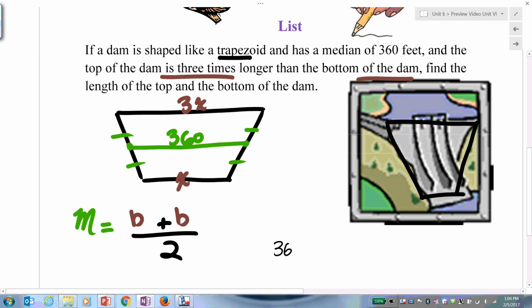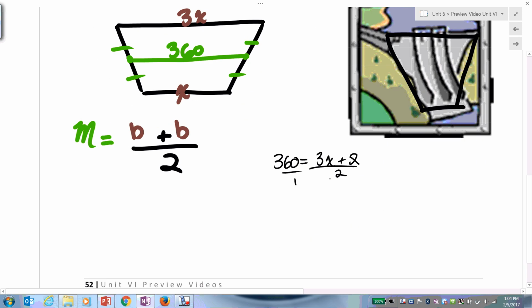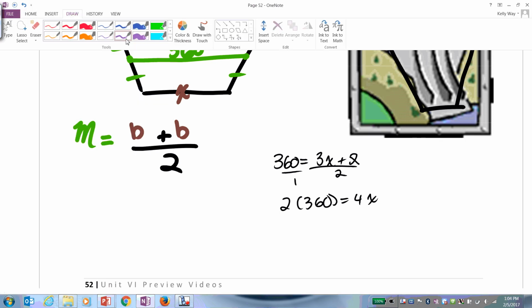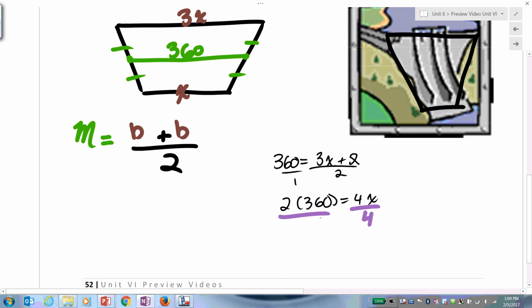Your median is 360. One base is 3x, the other base was 1x over 2, and you should have solved from there. You cross multiply. We have 2 times 360 equals 4x. Key to multiplying is not multiplying. It's factoring. I'm going to divide both sides by 4, and I know 4 goes into 360 90 times.